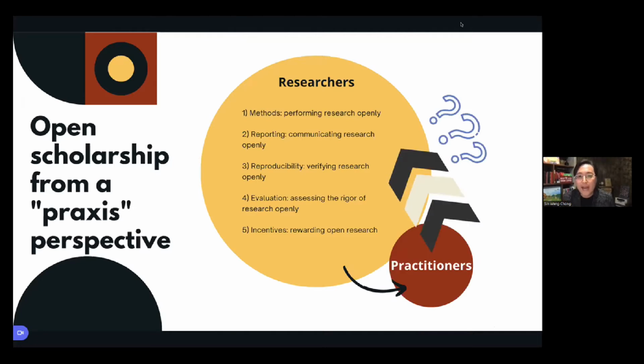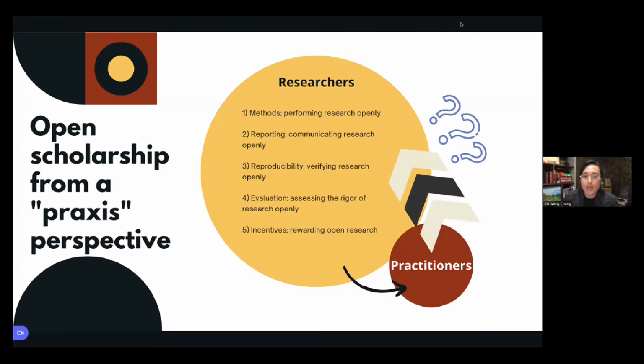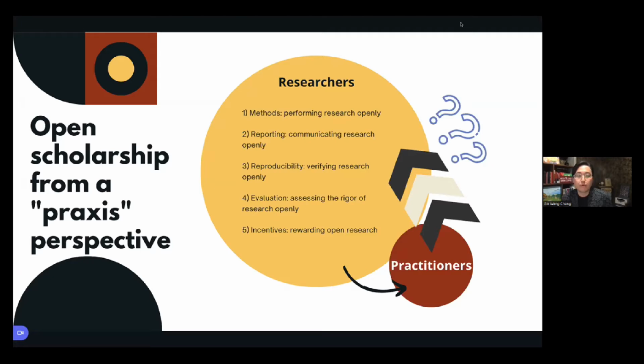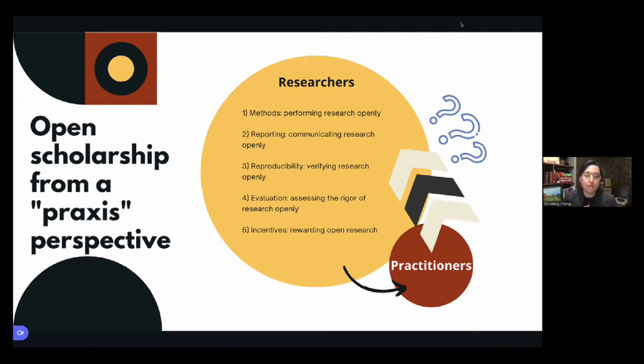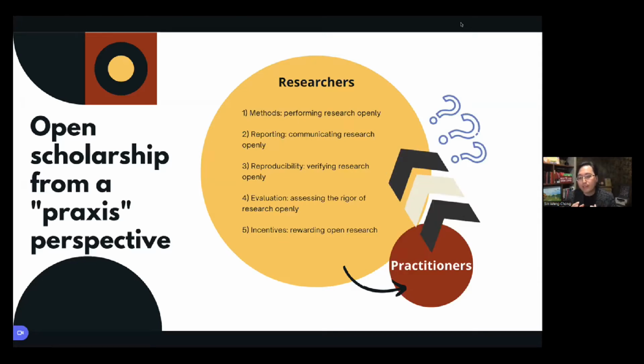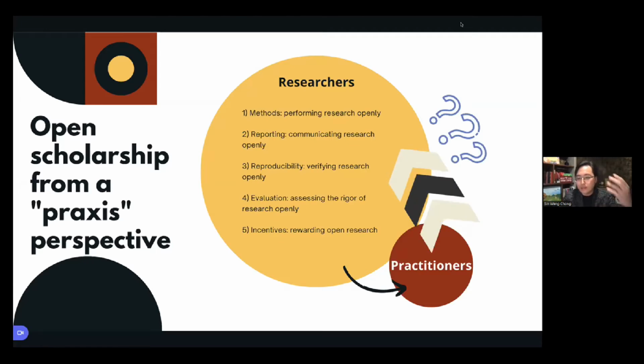The question that I want to ask is, yes, we understand open scholarship, talking about the research methods, the way we report findings, the way we reproduce findings, the way we evaluate the rigor of research and the incentives involved in rewarding open research. Where is the role of practitioners in all of these? Researchers are doing a lot of things, and there has been growing consensus about the benefits of open scholarship. I'm thinking about the role of practitioners, what they can also provide and contribute to academia from the perspective of open scholarship. This is a question that I have been thinking about a lot, coming from a teaching background.